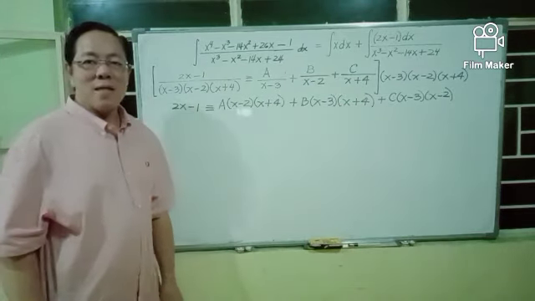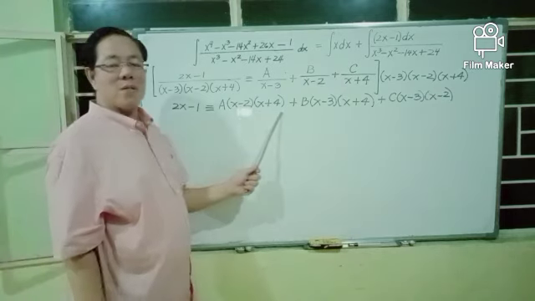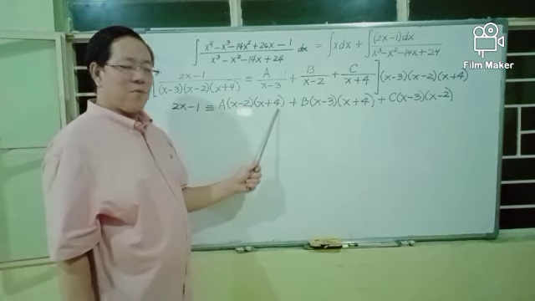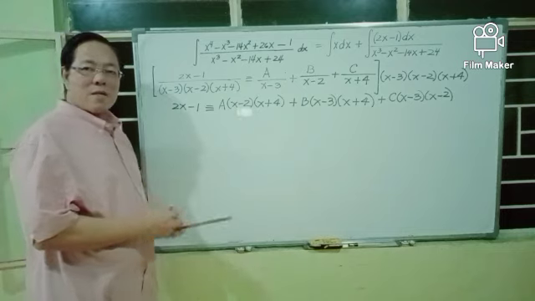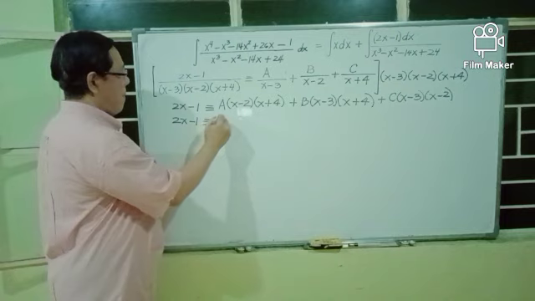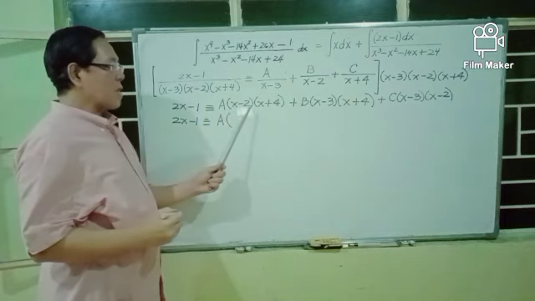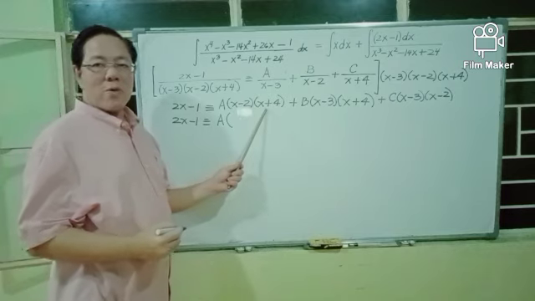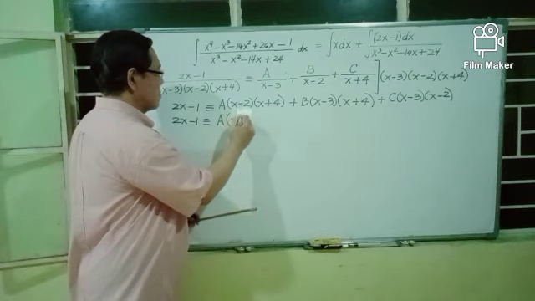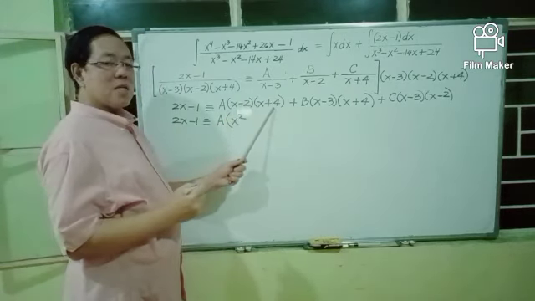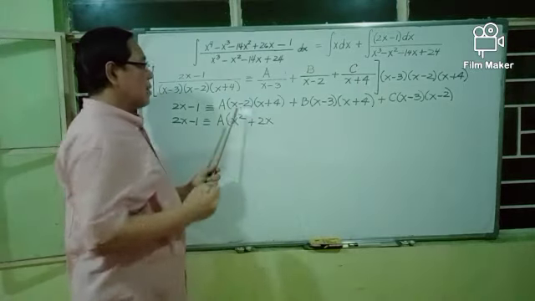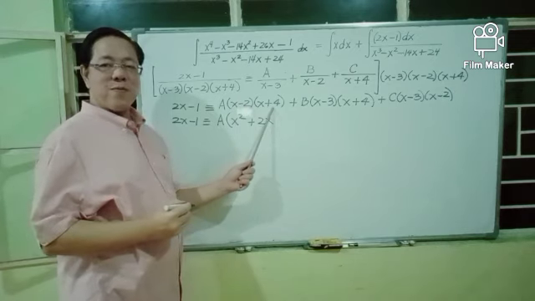After removing the denominators, we now remove the grouping symbols by performing multiplication. We multiply x minus 2 and x plus 4. The left hand side is the same, 2x minus 1. Multiply x minus 2 and x plus 4 and you will get a quadratic expression. X times x is x squared. We have minus 2x plus 4x is 2x. And the constant term is minus 2 times positive 4 is minus 8.